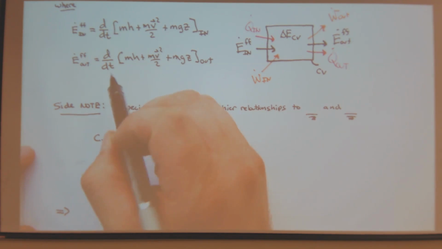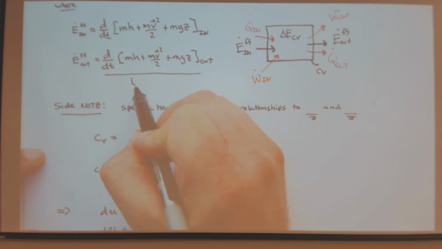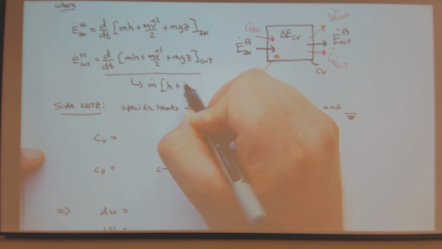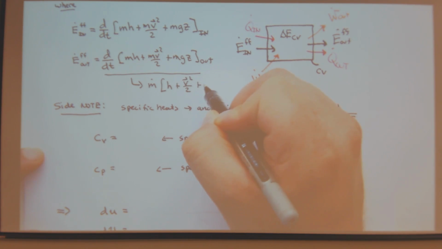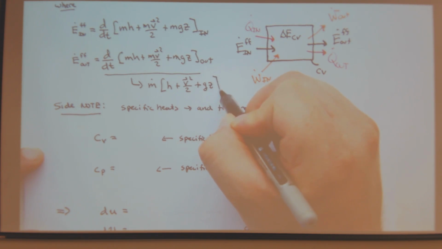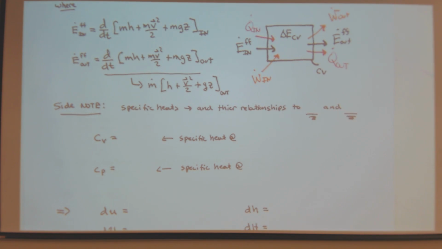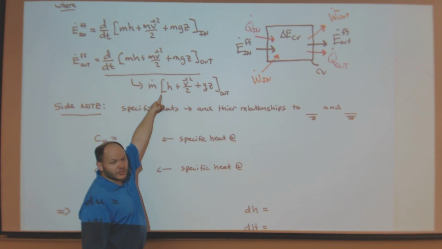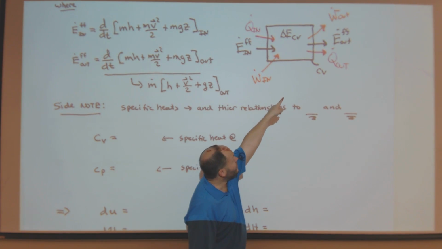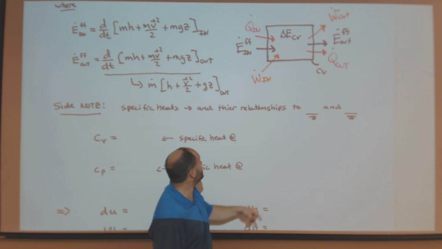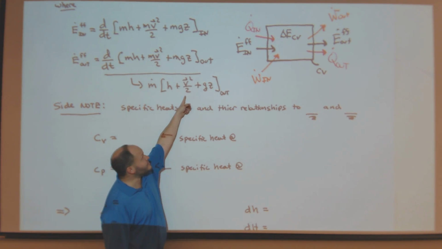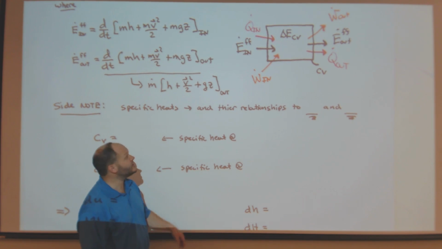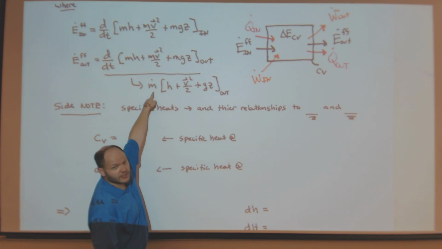And of course, I can simplify this further and just do m dot (h plus v squared over 2 plus gz). So I can simplify this, and when I do it like such, I'm saying that the temperature, pressure, velocity, and my output height aren't changing in time. So then I can lump all of this times the mass flow rate in.